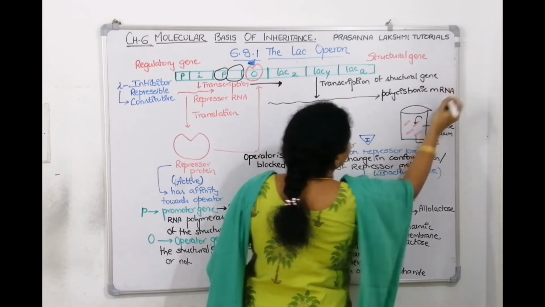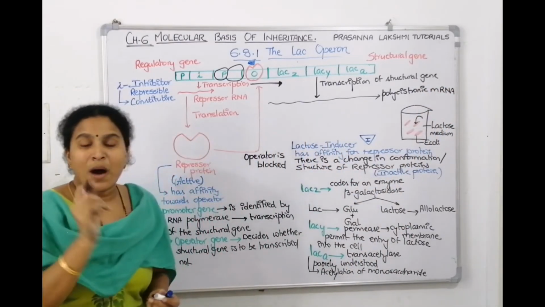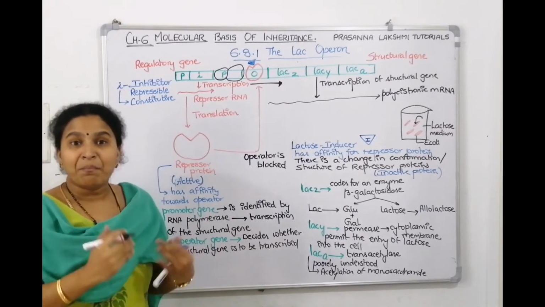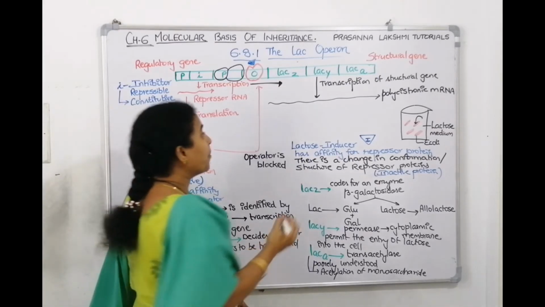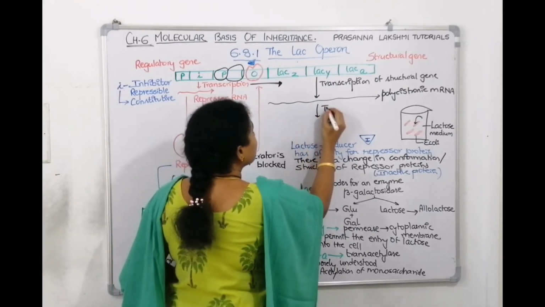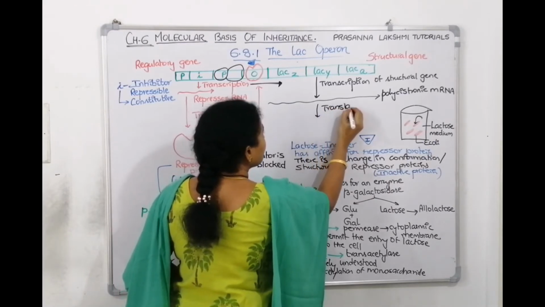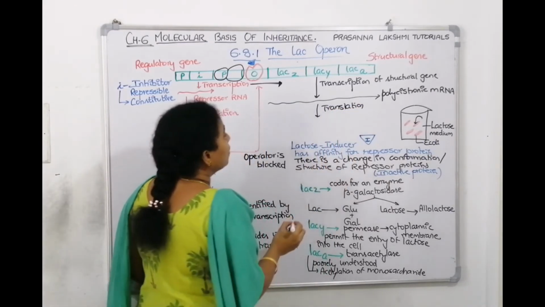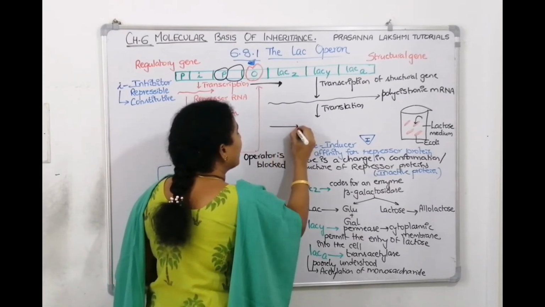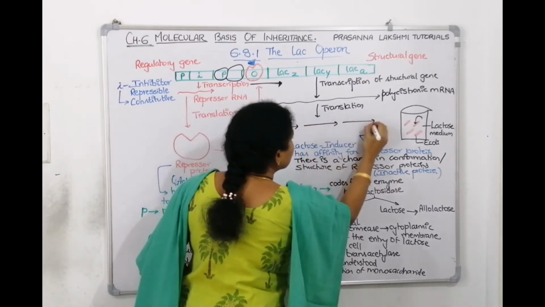Why are we calling it polycistronic mRNA? Because one mRNA will make many proteins, right? Now this polycistronic mRNA undergoes translation. When it undergoes translation, it will make one enzyme, second enzyme, third enzyme.